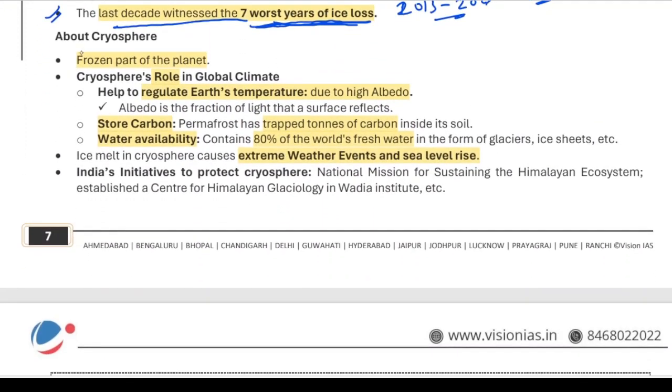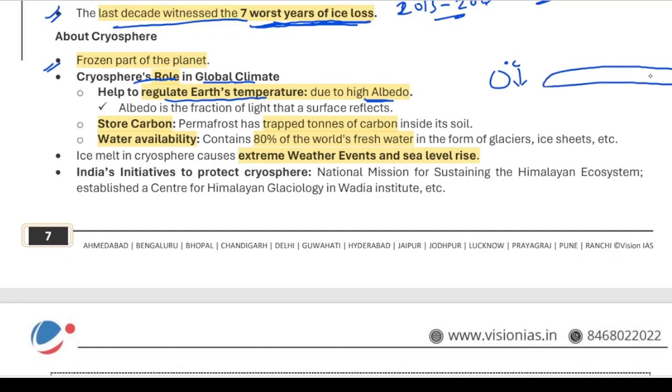About the cryosphere, I have already told you it is the frozen part of the Earth. Cryosphere's role in the global climate: what is the role of the cryosphere in the global climate? The cryosphere, as you know, has sub-zero degree Celsius temperature. So it regulates the Earth's temperature because of its high albedo. Okay, this is an important concept.